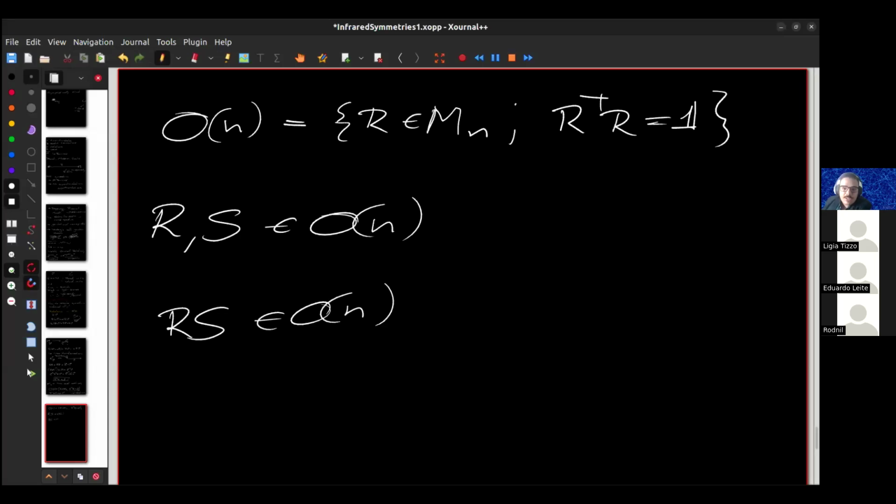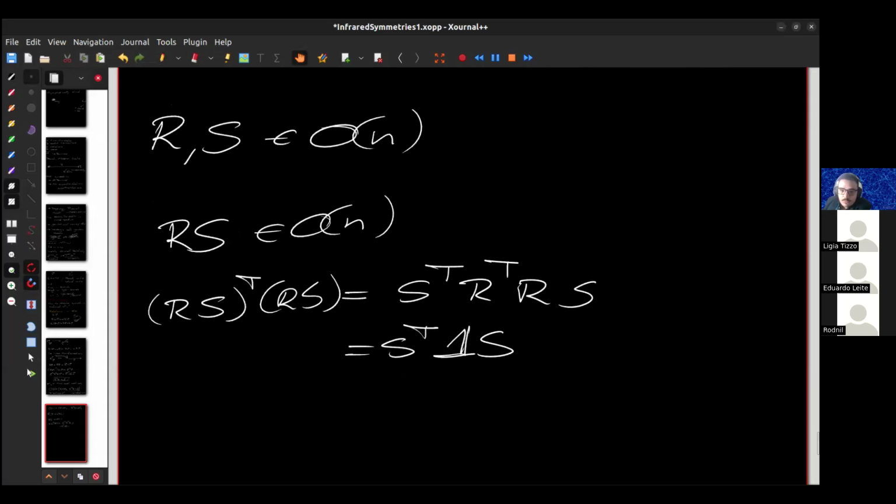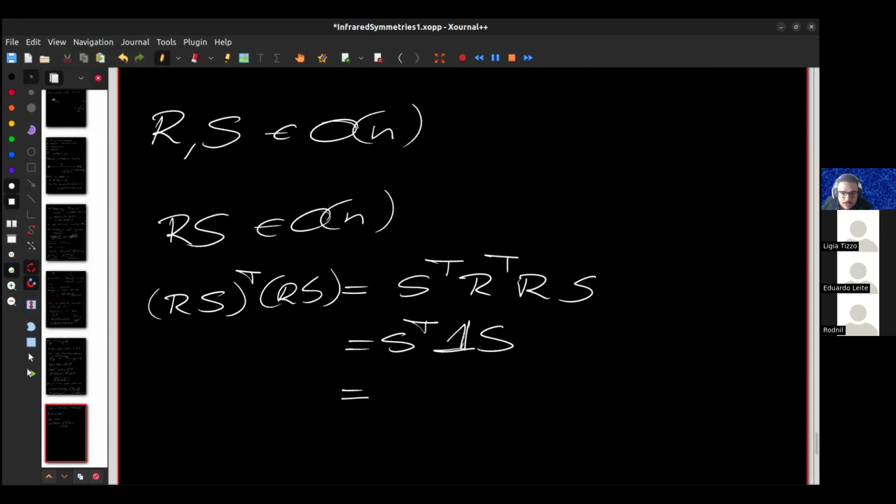In symbols, the reason for this is the following. We start with (RS) transpose times RS. This is equal to S transpose R transpose R S. This equals S transpose identity S. This is S transpose S, and this ends up being simply the identity. So RS is in On if R and S are in On.